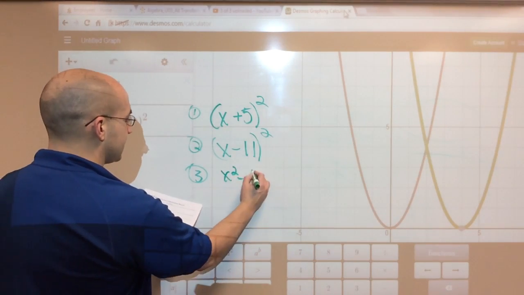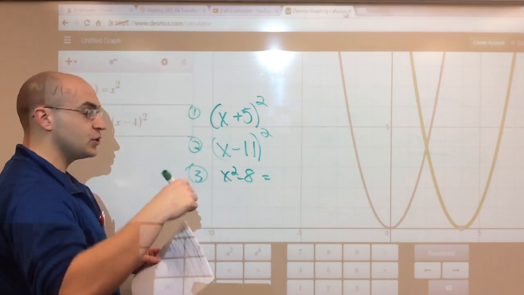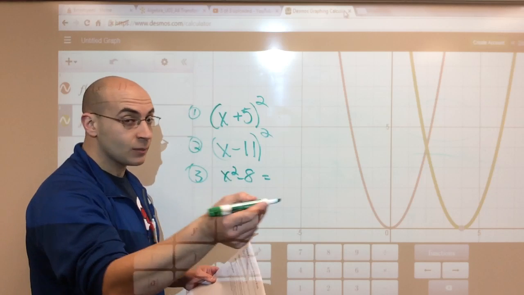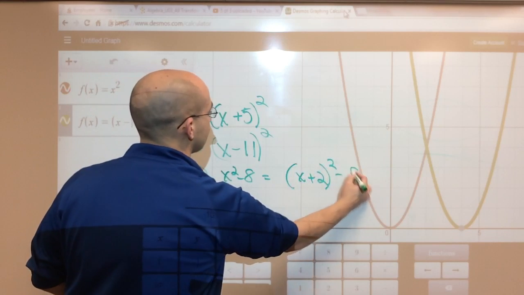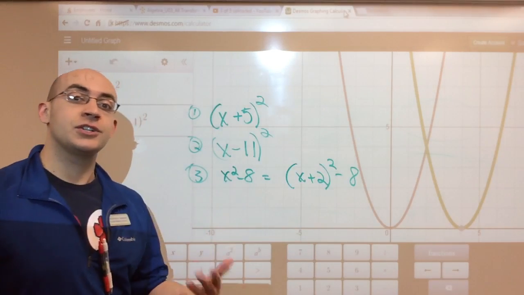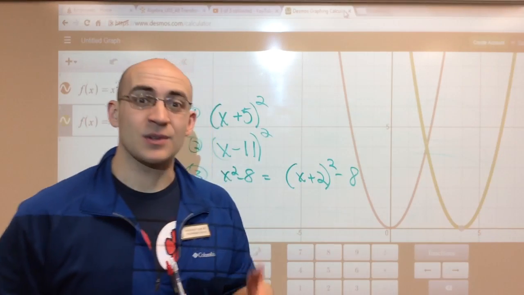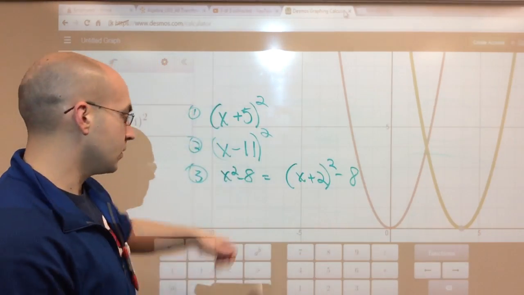If it was x squared minus 8, and I want to transform 2 to the left, it means I have to put a plus 2 somewhere. Make sure you know where that plus 2 goes. It goes inside parentheses, bam. If you're not sure, check it on Desmos. You should probably do all these on Desmos to play with it a little bit. Make sure it works.